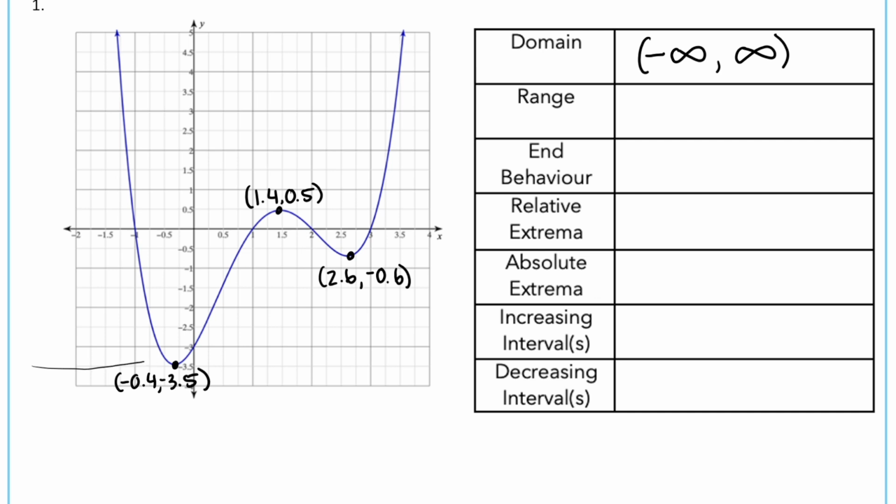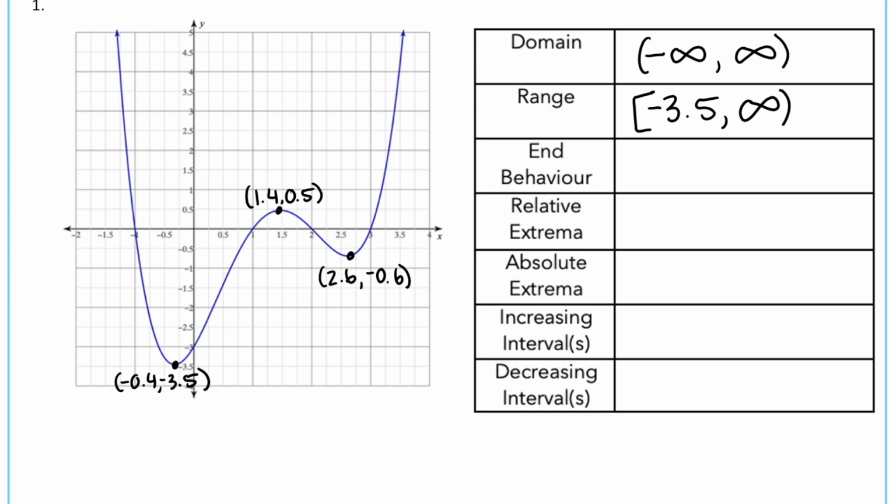For the range, we're talking about the lowest that our graph goes. So the lowest would be this number here at negative 3.5. So the lowest this graph goes is negative 3.5. And then it goes up forever, right? We can see with our arrows, it goes up forever to infinity. Infinity always uses a parenthesis. However, in this case, I'm going to use a bracket on the 3.5 because it actually travels to negative 3.5. That is a point on our graph.